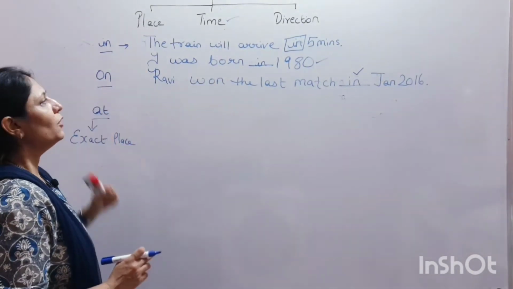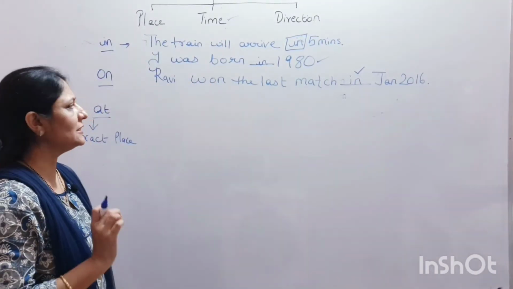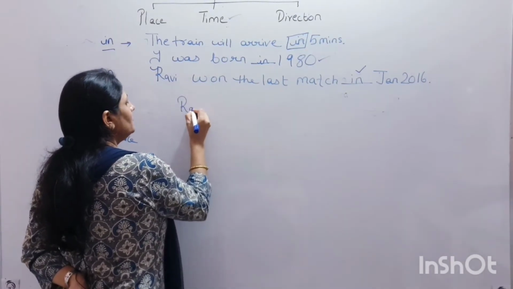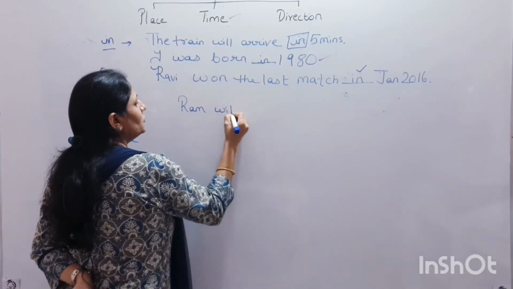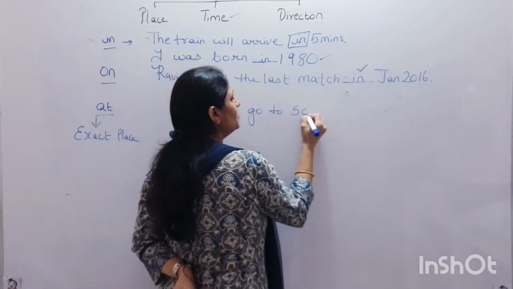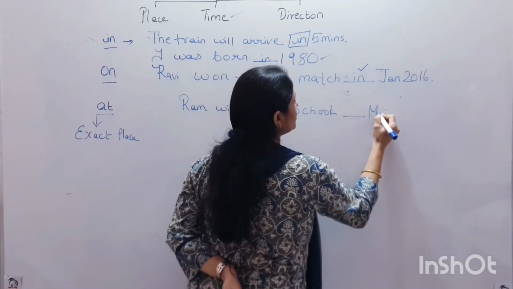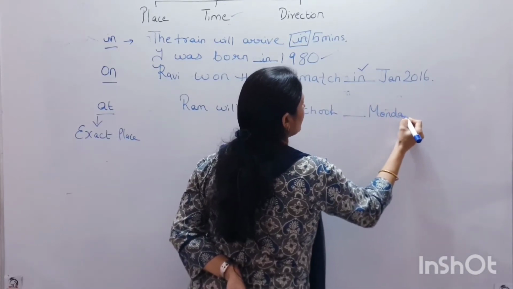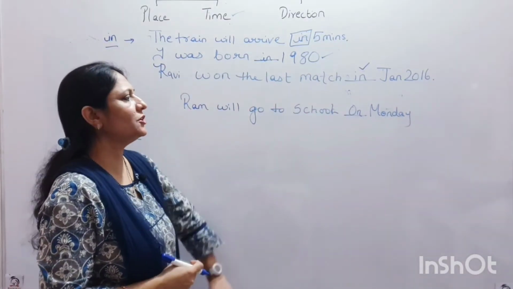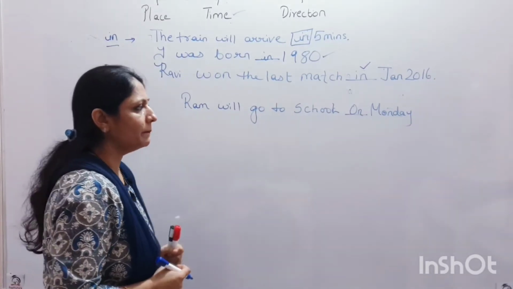Now let's see, on is also used as time. How do we use on as time? Like this. Ram will go to school on Monday. Now here I will use the preposition on. Ram will go to school on Monday.